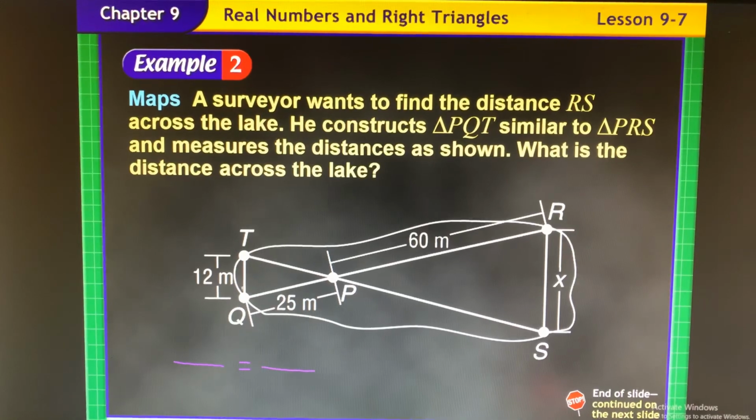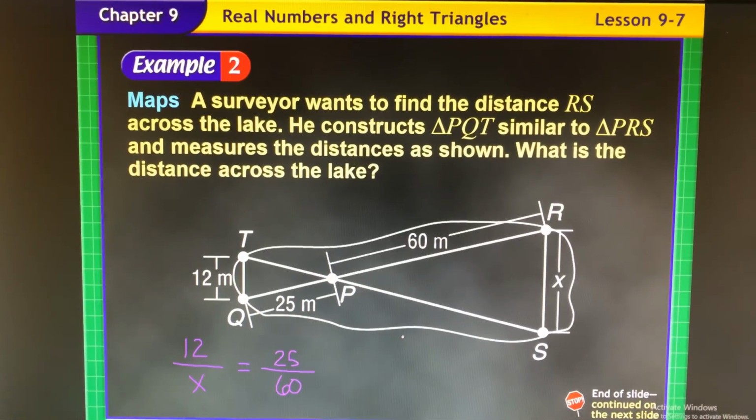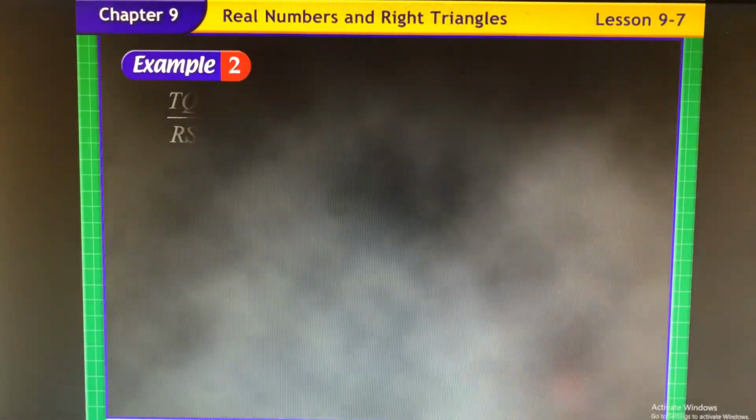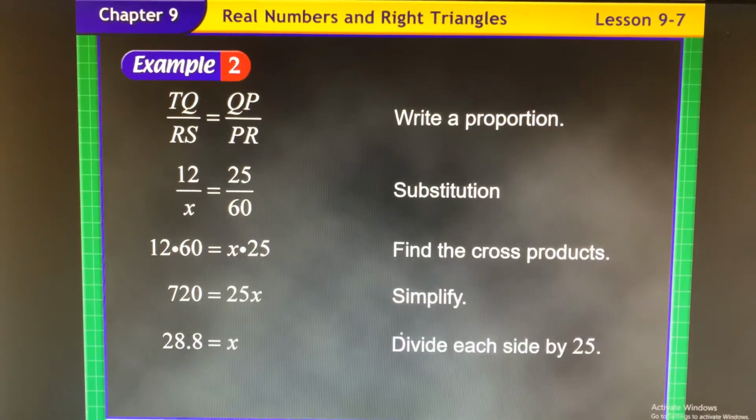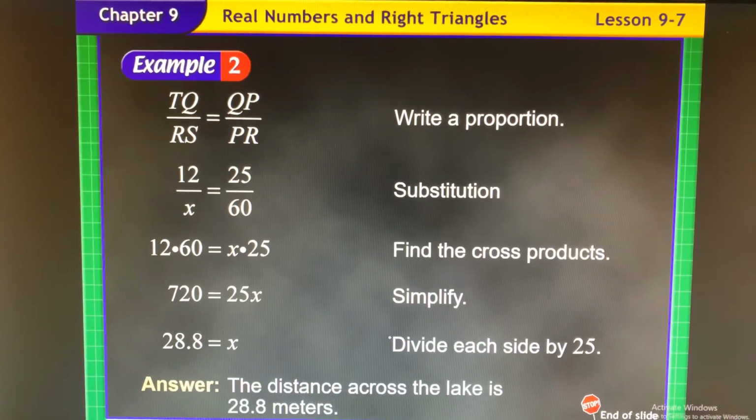So I have short side of the small triangle to short side of the big triangle. Longer side of the short to longer of the big. And then you can do your cross multiplying and your dividing. So try that first, and let's see if you can get it. There you go. It's 28 8/10 of a meter across that lake.